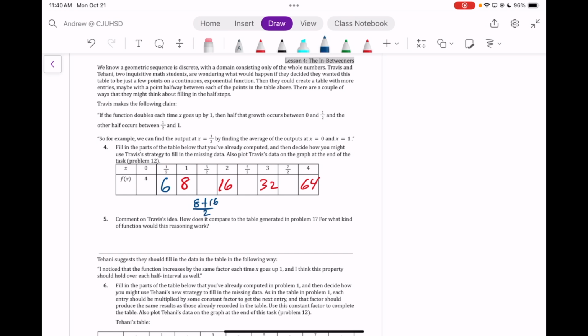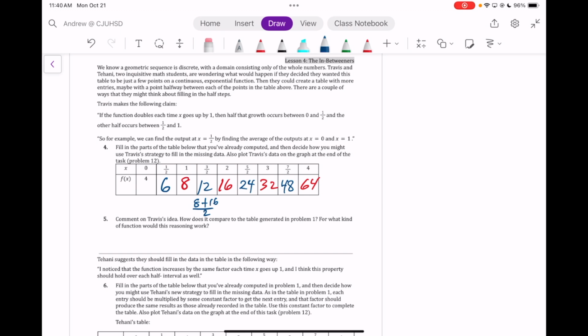So that'll work pretty good. I think this one is 12. And then halfway between 16 and 32 is 24. And halfway between 32 and 64 is 48. How well does this work?